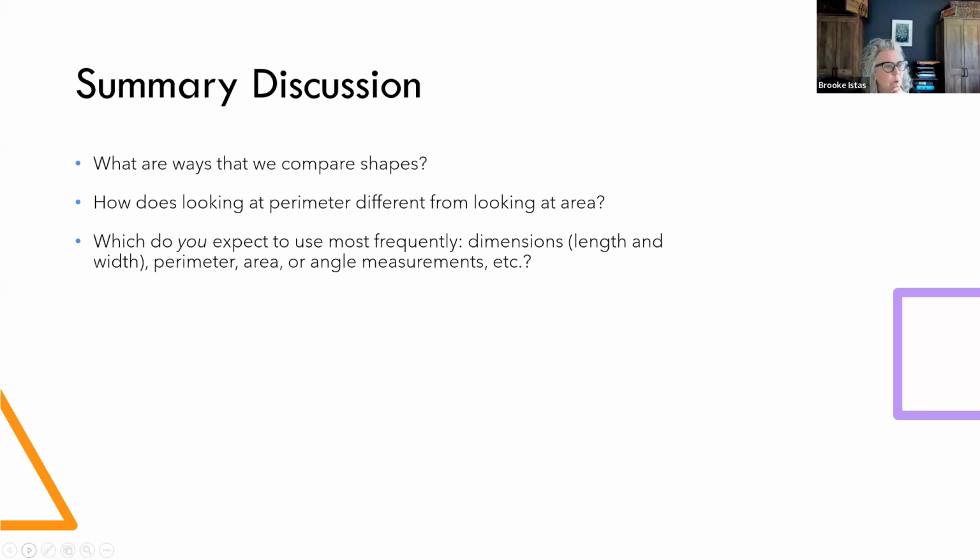So which do you expect to use more frequently in your everyday kind of dimensions: perimeter, area, angle measurements? Which one do you think you used more often?